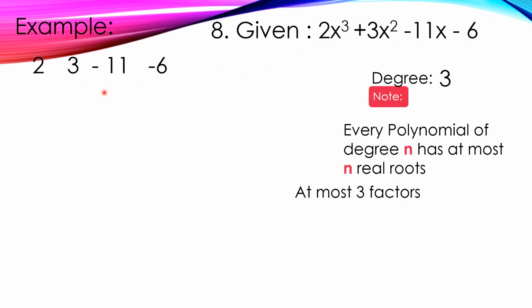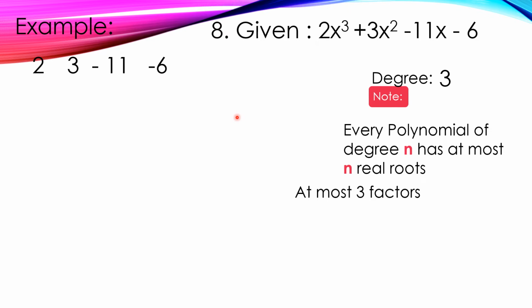But take note that we have to consider that the given polynomial should be in the standard form, meaning it should be arranged in decreasing powers of x. And then, after arranging the given polynomial in standard form, you have to look for the missing term. Since the given has no missing term, you just simply bring down all the coefficients. So, we have 2, 3, negative 11, and negative 6.